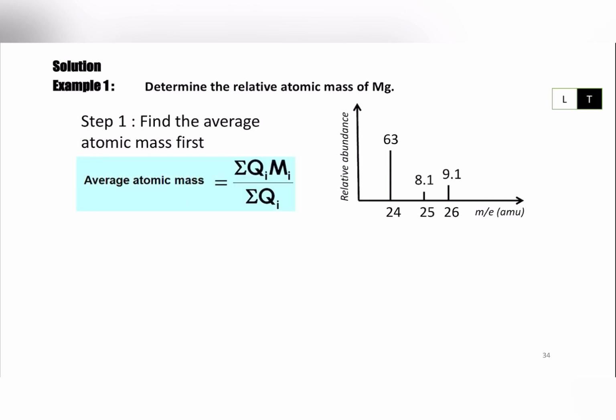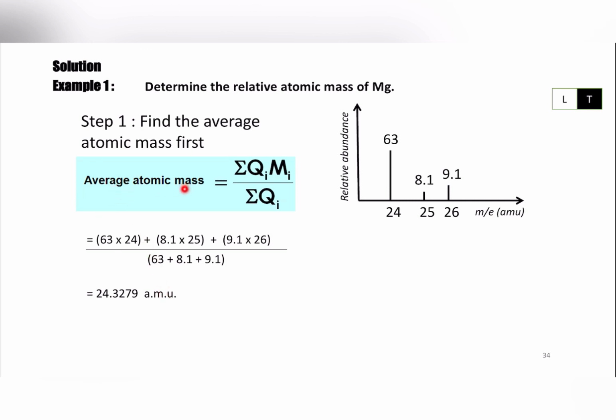So I have average atomic mass, Kimi-Ki, equals to, we got 63 here for isotope 24, times, plus, we got 8.1 times 25, plus, we got the third line, 9.1 times 26. So all of this summation over 63 plus 8.1 plus 9.1, which is the relative abundance, Qi. And you put all this value into your calculator, you will get the final value 24.3279 amu.